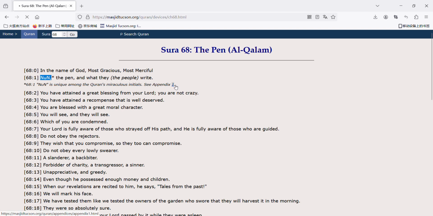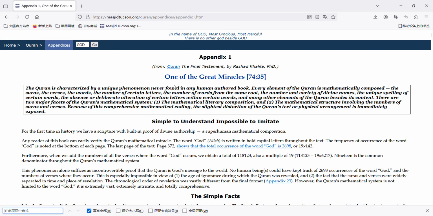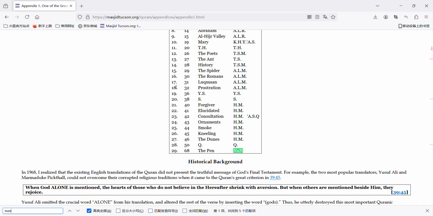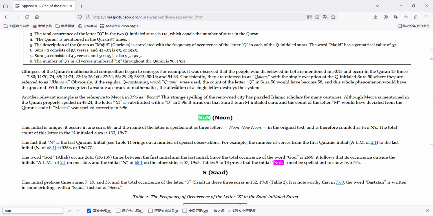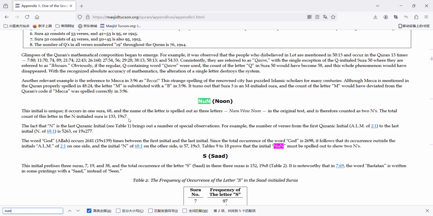And we can see Appendix 1, Nun. The initial is unique. It occurs in 1 Surah, 68. The name of the letter is spelled out as 3 letters in the original text and is therefore counted as 2 N's. The total count of this letter in the N initial surah is 133, and 19, and it is divided by 19.